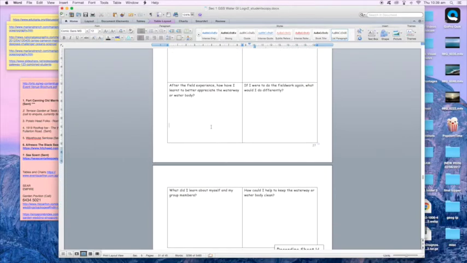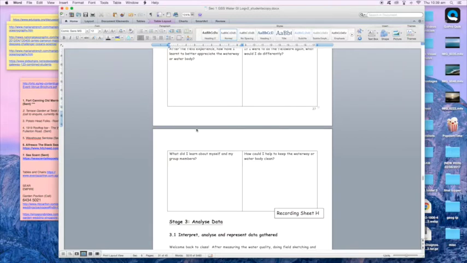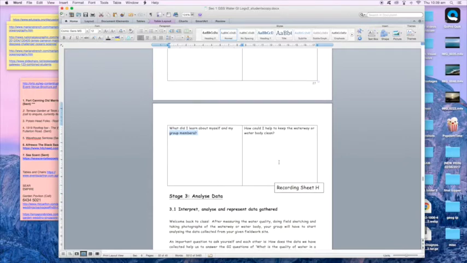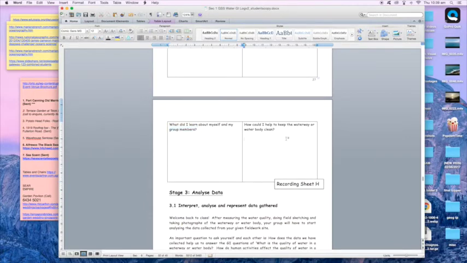So all these are reflection again. So after the field experience, how have I learned to better appreciate the waterway or water body? If I were to do my field, okay, what would I do differently? Okay, and also group members, what do you learn about yourself and your group members, and how could you help to keep the waterway or water body clean? That's a little clue. Okay, if I'm not wrong, your textbook may have some points on how we could ensure water quality in Singapore.